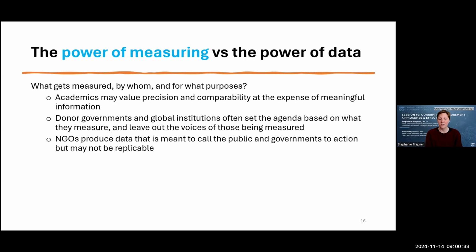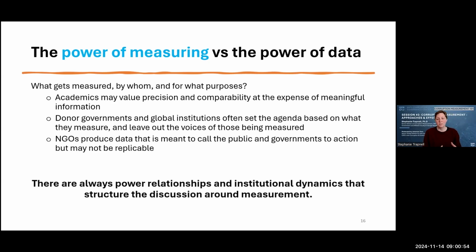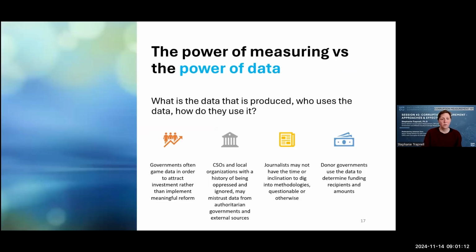NGOs produce data that is meant to call the public and governments to action, but it may not be replicable because it was way too difficult to collect. It was done in an investigatory manner. Their safety was at risk, but they managed to bring that information to light. It may not be done again, but it doesn't mean that it's not important. So there are always power relationships and institutional dynamics that structure the discussion around measurement. This is important because if you do not want to do harm, or you want to understand who loses out when you use data and when you create data, this is the kind of thing that you need to consider.